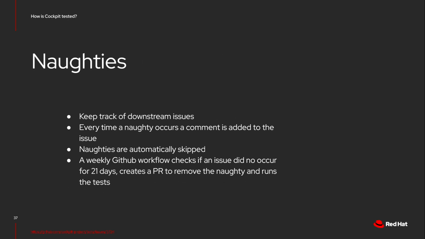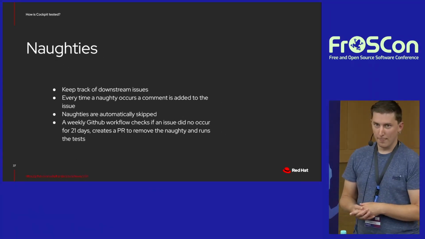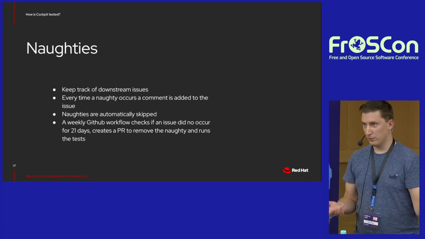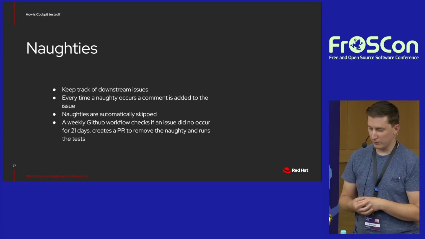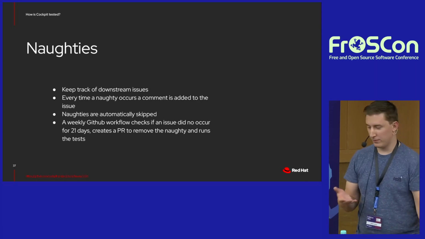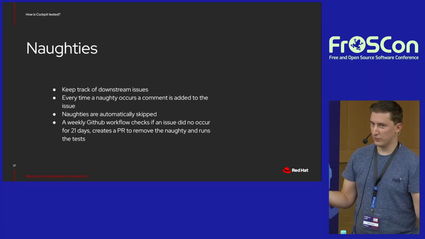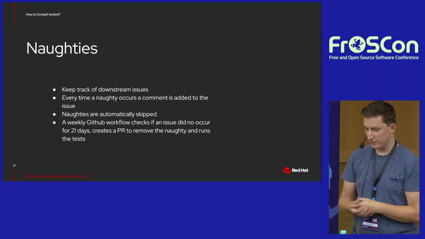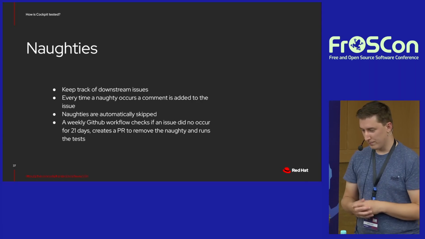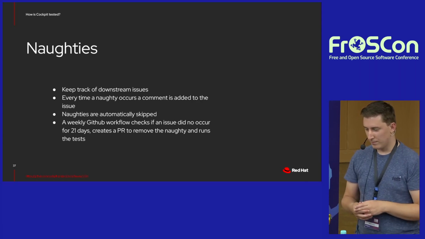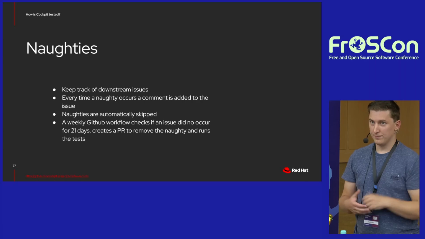So the naughties are a way of how we keep track of downstream issues. For example, we built a Fedora 36 image, and we test it, and something in libvirt is broken. Then we investigate, and we find out, oh, either it's a bug, or we have to use the API differently. Or the test is flaky. But if it is a bug, we report a bug upstream or downstream, and we create a GitHub issue.